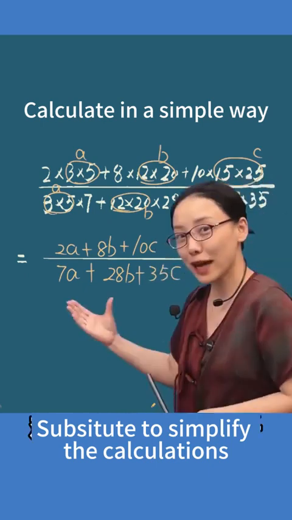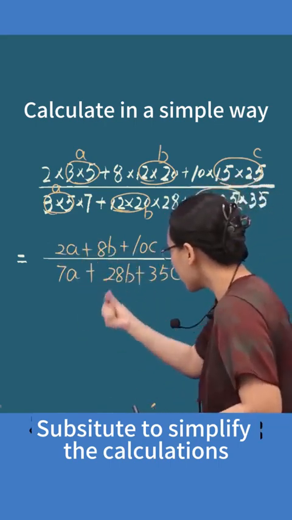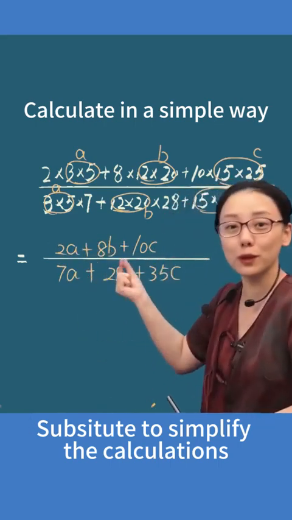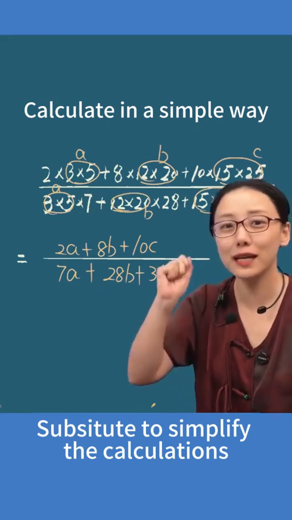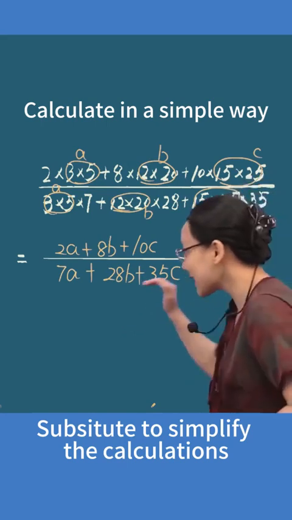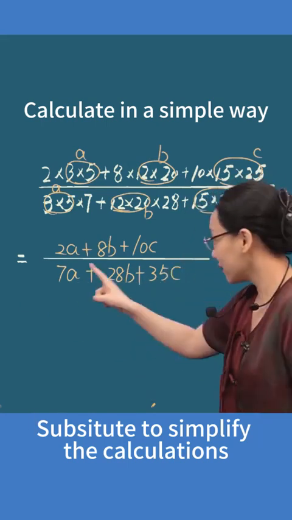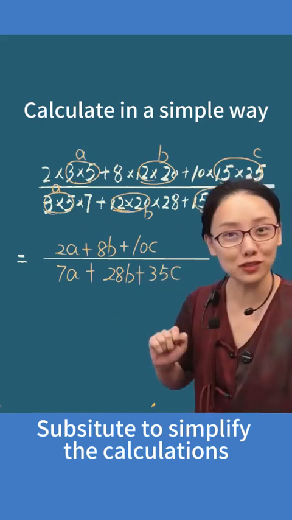Take a look at the numerator and denominator. I noticed that on the top, whether it's A, B, or C, the numbers in front of them are all multiples of what? Aren't they all multiples of 2? So in a moment, I can factor out a 2. Then what can I factor out from the bottom? Can I factor out a 7? Here, and here. Aren't all of these multiples of 7?